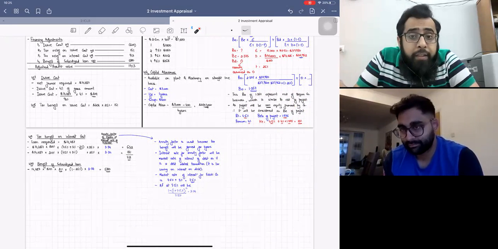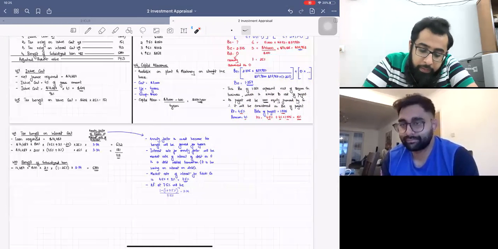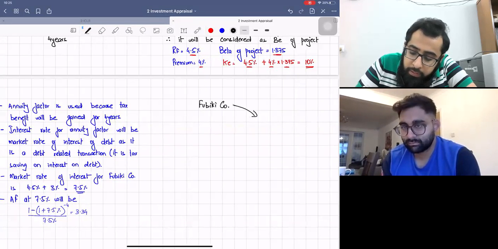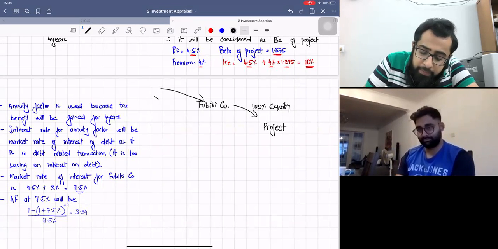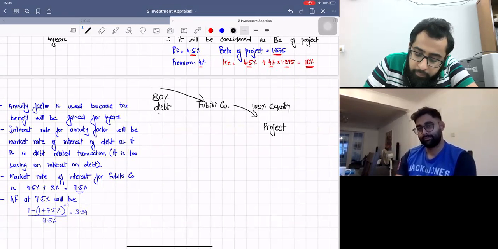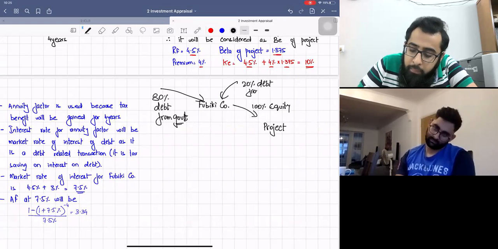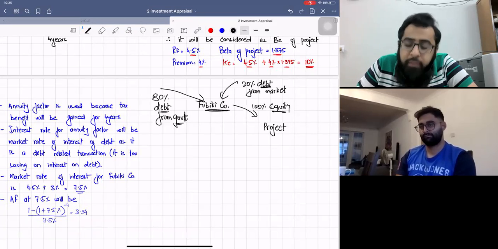Now, from where will the company raise finance? The company will raise finance through debt. See, this is the company, which is 100% equity owner of the project. And the company will take 80% debt from government and 20% debt from the market. The company is using debt, but as far as the project is concerned, the company is the 100% equity owner of the project.